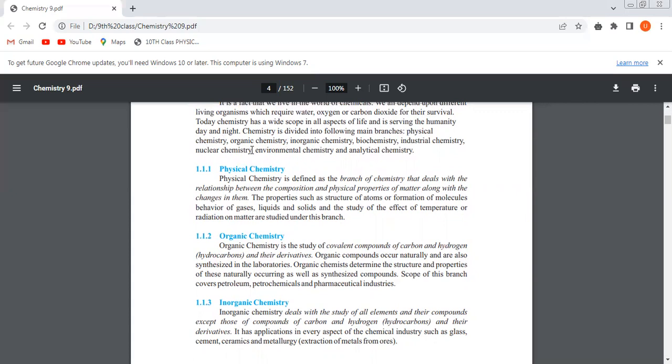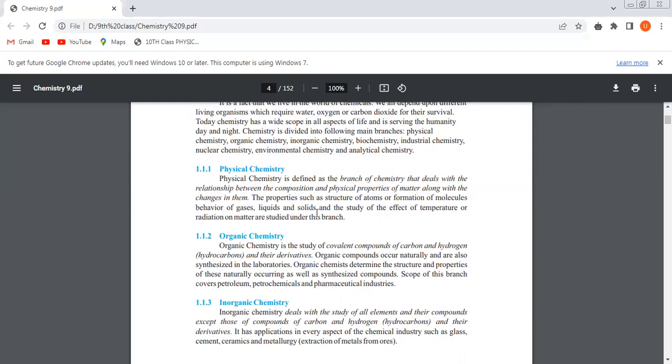Chemistry is divided into the following main branches: physical chemistry, organic chemistry, inorganic chemistry, biochemistry, industrial chemistry, nuclear chemistry, environmental chemistry, and analytical chemistry. Physical chemistry. Physical chemistry is defined as the branch of chemistry that deals with the relationship between the composition and physical properties of matter, along with the change in them.